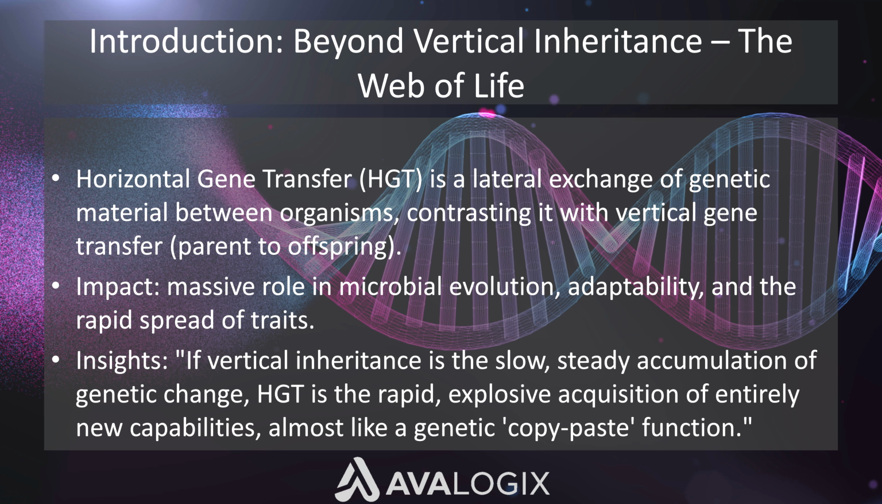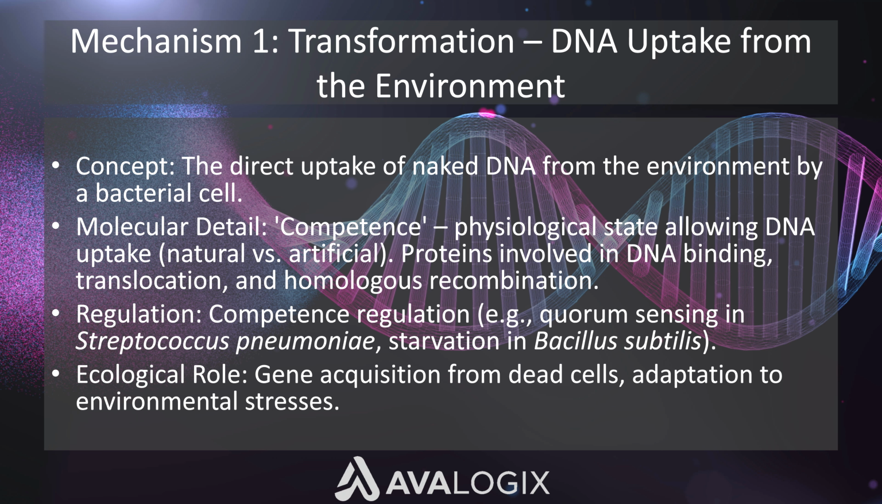Our first mechanism of horizontal gene transfer, HGT, is transformation, the direct uptake of naked, extracellular DNA by a bacterial cell. This DNA may come from lysed cells or environmental sources. However, transformation isn't passive. The recipient cell must be in a physiological state called competence. Natural competence is genetically encoded and found in many bacteria, including Haemophilus influenzae, Neisseria gonorrhoeae, and Streptococcus pneumoniae. These bacteria form specialized machinery for DNA uptake. Artificial competence is lab-induced, often in E. coli, using chemicals or electroporation.